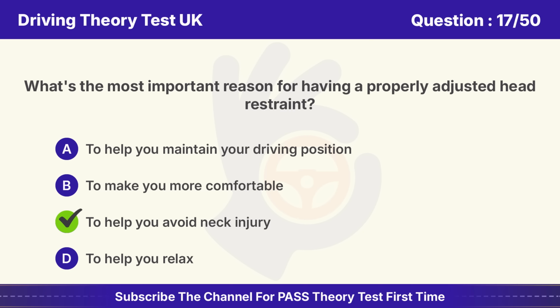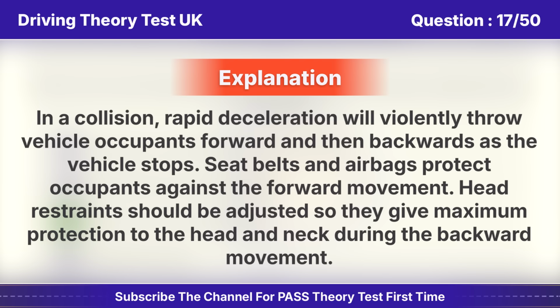Answer is C. To help you avoid neck injury. In a collision, rapid deceleration will violently throw vehicle occupants forward and then backwards as the vehicle stops. Seat belts and airbags protect occupants against the forward movement. Head restraints should be adjusted so they give maximum protection to the head and neck during the backward movement.